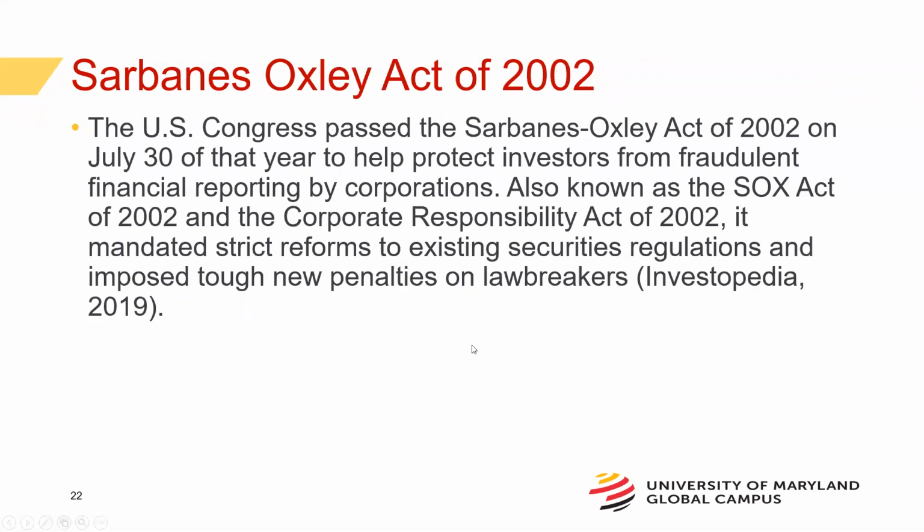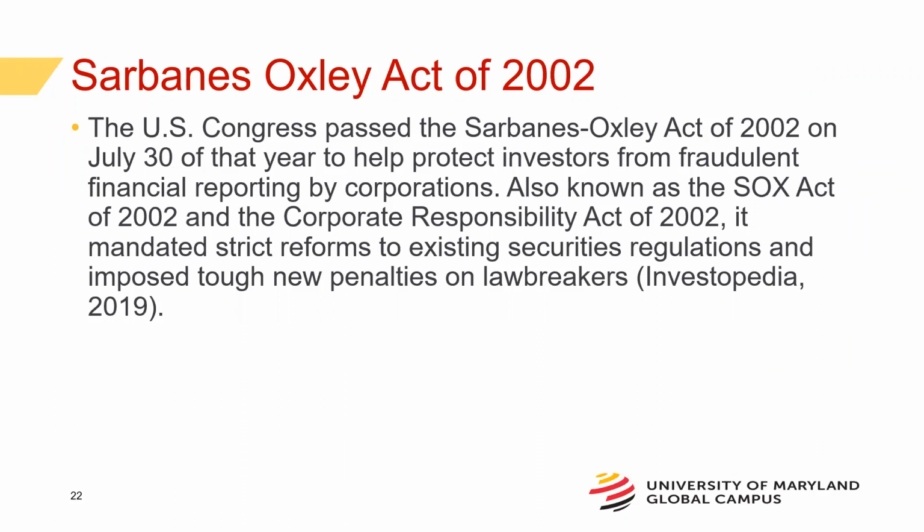2002 was a big year for the protection of investors through the Sarbanes-Oxley Act. This was a way to help prevent fraud from happening in corporations by mandating that publicly traded companies are audited by an independent accounting firm, regulator. And so the reason why this came about is because of a lot of fraud that was happening prior to 2002.